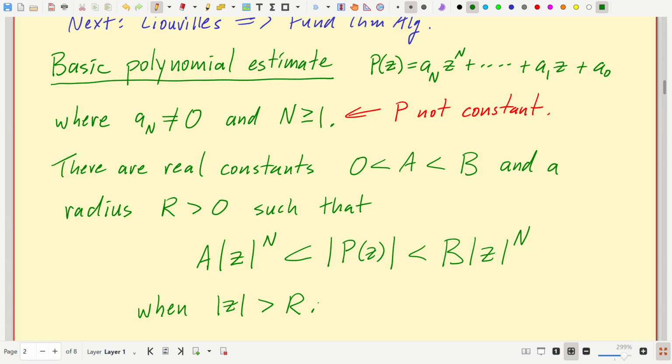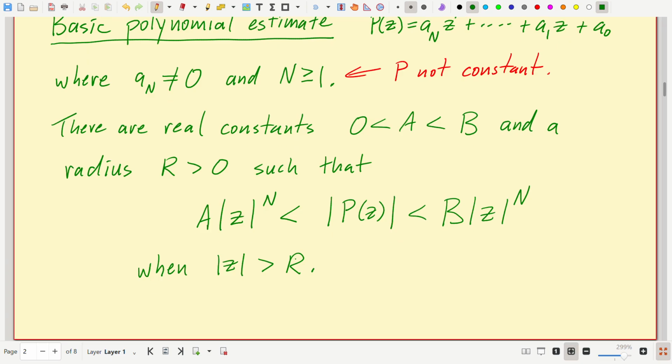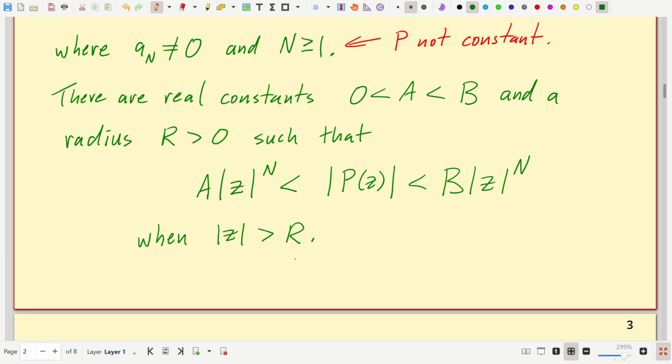And so that shows you that that polynomial for big modulus z blows up just like modulus z to the nth power. So it's bigger than a constant times it, and it's less than a constant times that. So it's squeezed into that exact kind of growth behavior. It grows like mod z to the n. That's the word mathematicians would use.